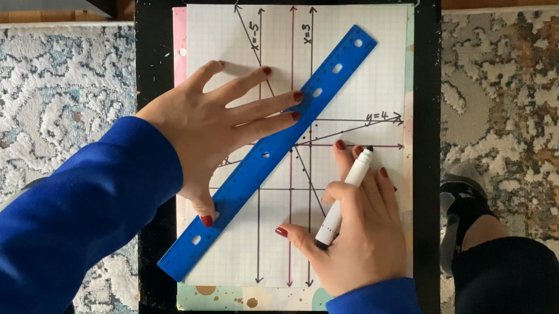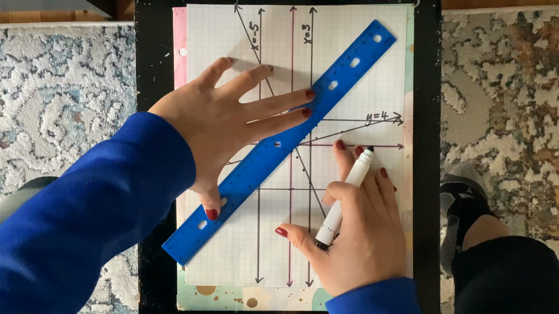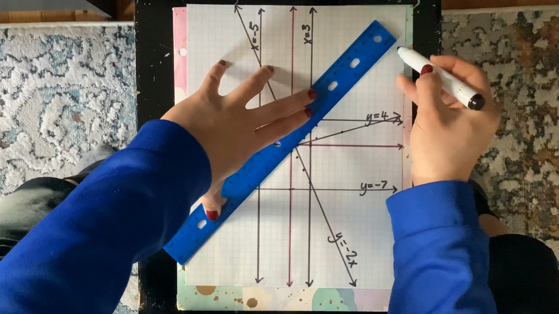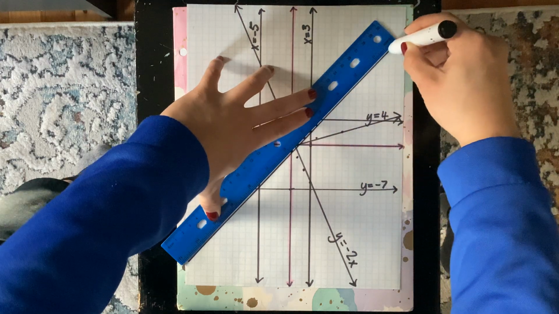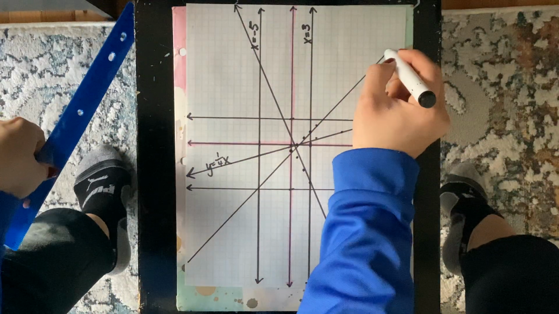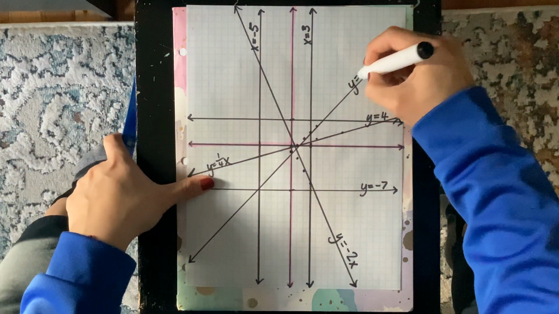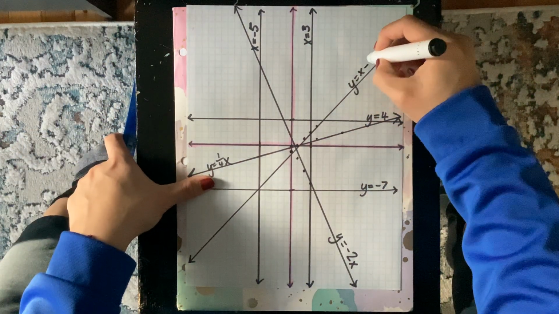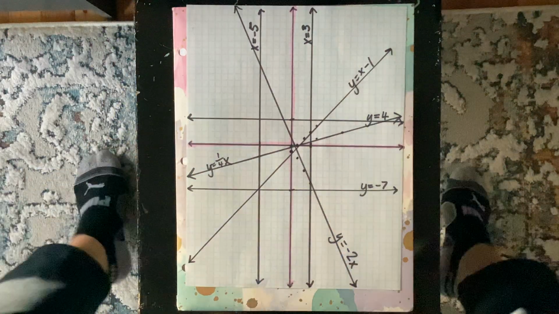Okay. It's getting a little bit crowded, but that's okay. Just try your best to keep it as neat as possible. Okay, so this one is y equals x minus 1. You can see that -1 y-intercept.